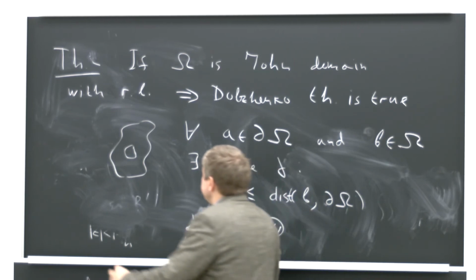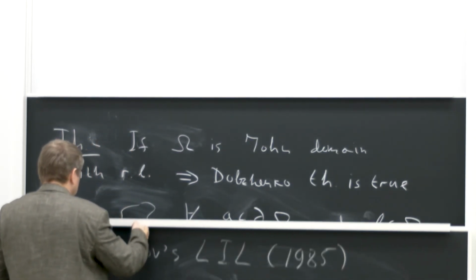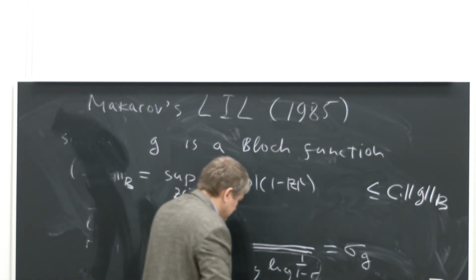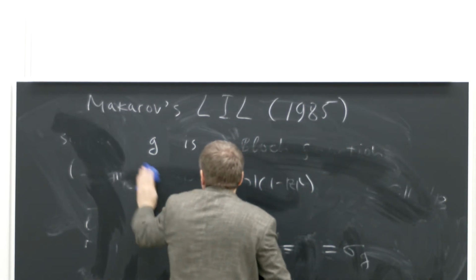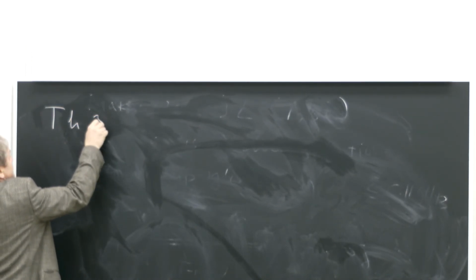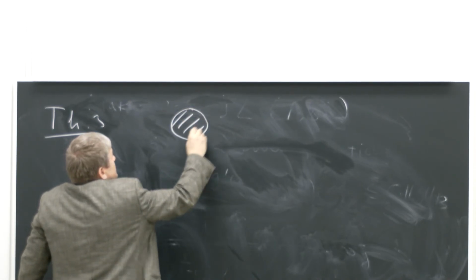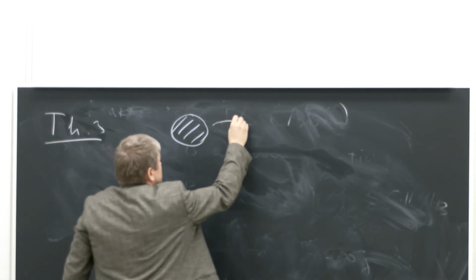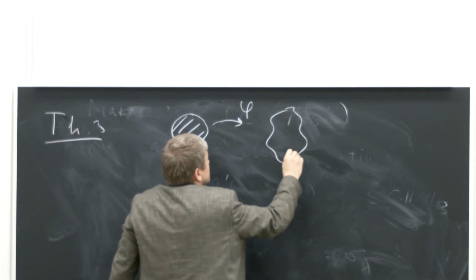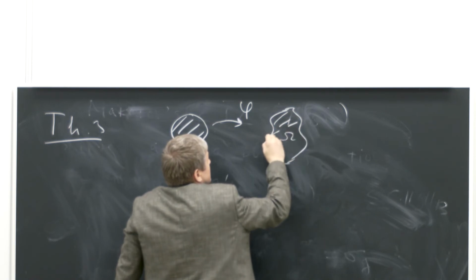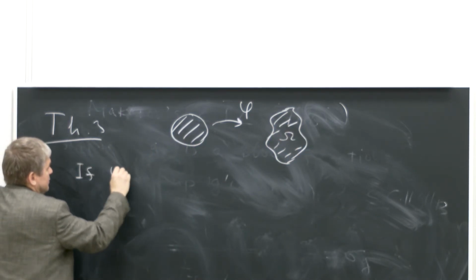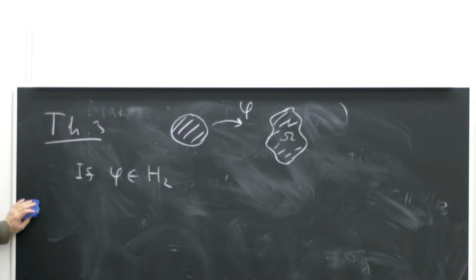Theorem 3. It is the simply connected case, for instance. And phi is a conformal mapping from the unit disk D onto omega. If phi belongs to H2, then Dolzhenko's results are valid.